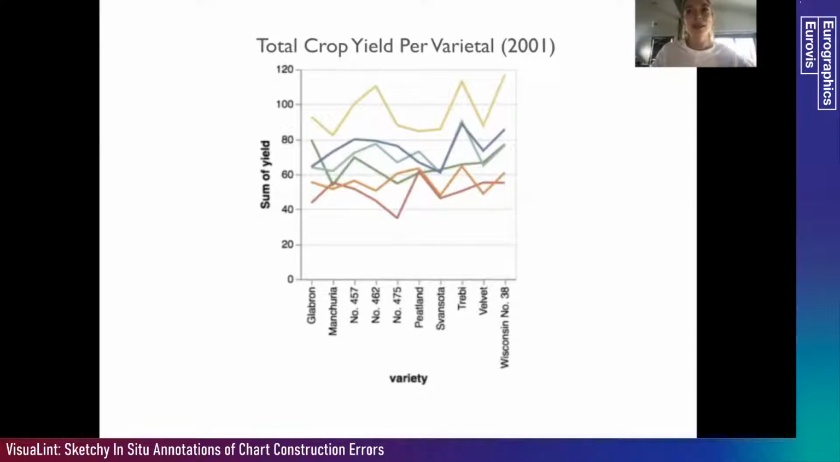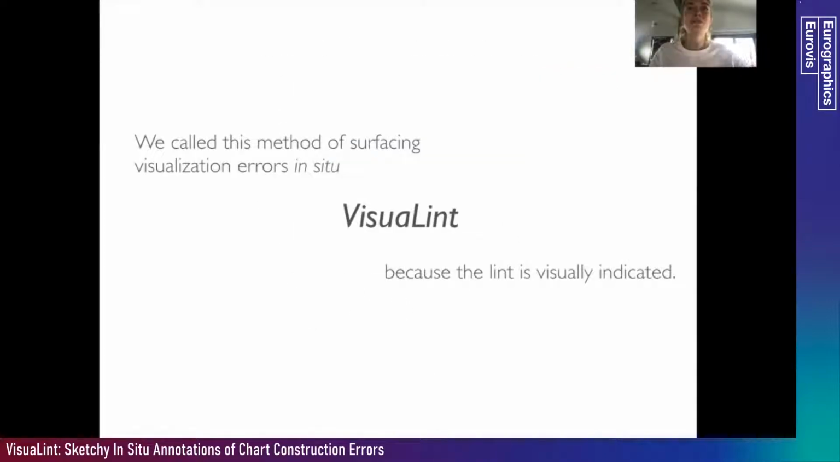Granted, a legend is a very obvious element of a chart, but you'd be surprised by how many people don't catch its absence. What about now? The absence of a legend is immediately clear. We call this method of surfacing visualization errors in situ VisualLint, because lint is visually indicated.